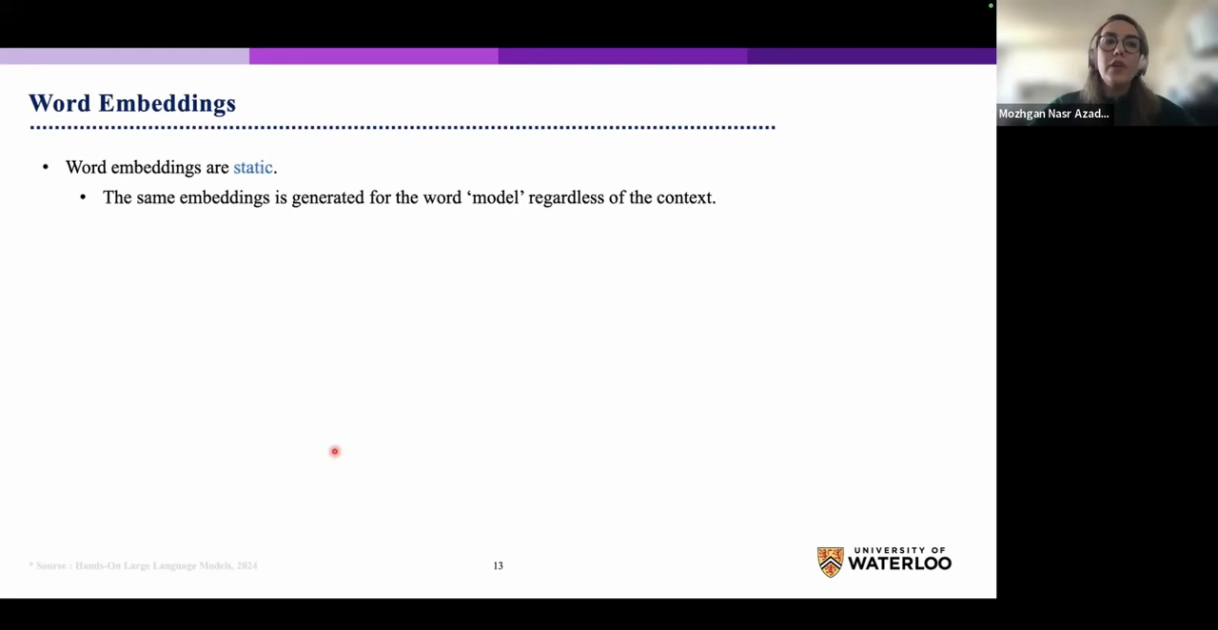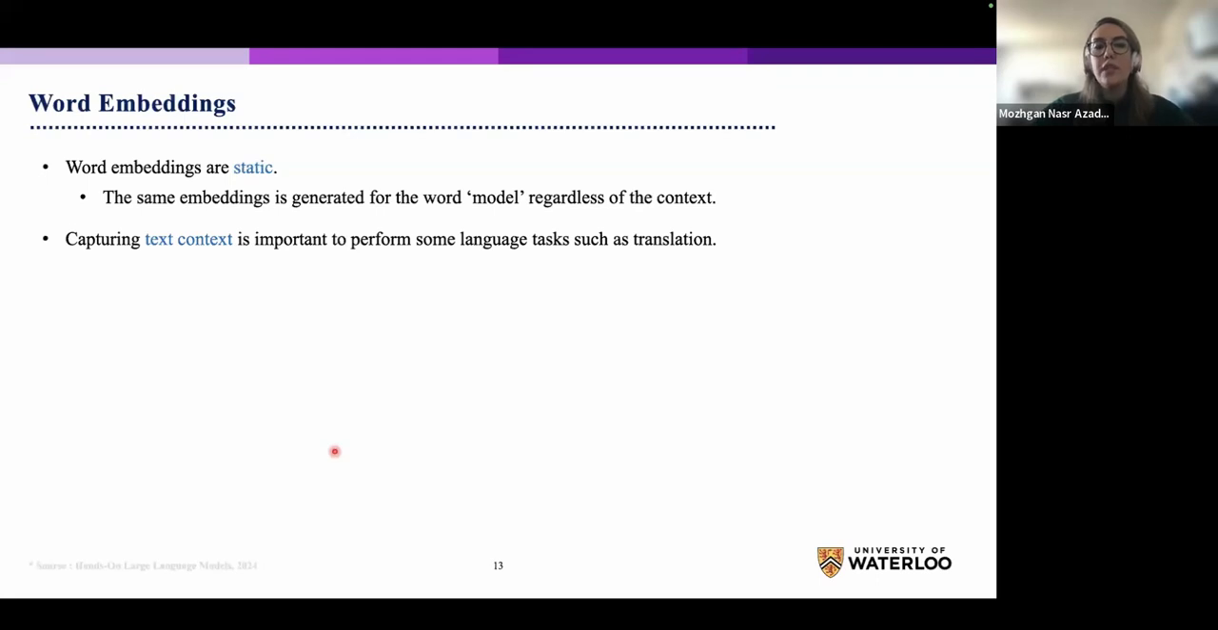So we talked about how we can represent words in numbers, at an earlier stage in 2013, but then we saw there was one problem with these word embeddings. These word embeddings are very static. It means that the same embedding is generated for words that can have different meanings in different contexts. For example, the word model can have a different meaning in a deep learning model or a person as a fashion model. So these word embeddings were reproducing the same vector representation regardless of the context for the word, for example, for the word model.